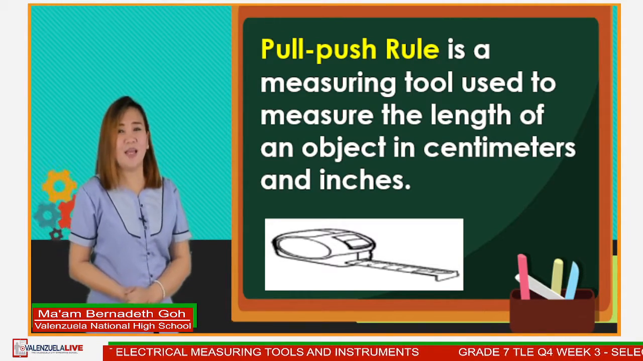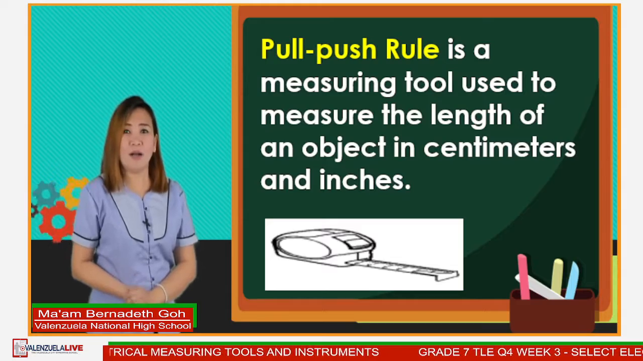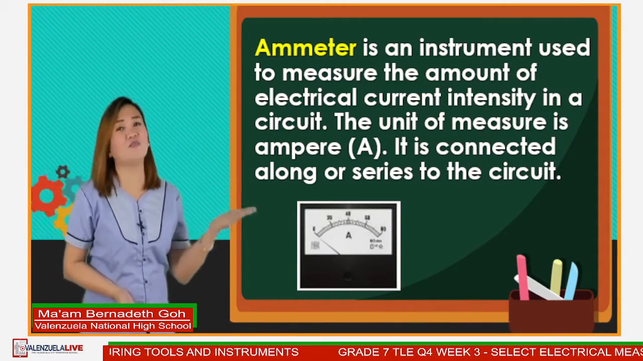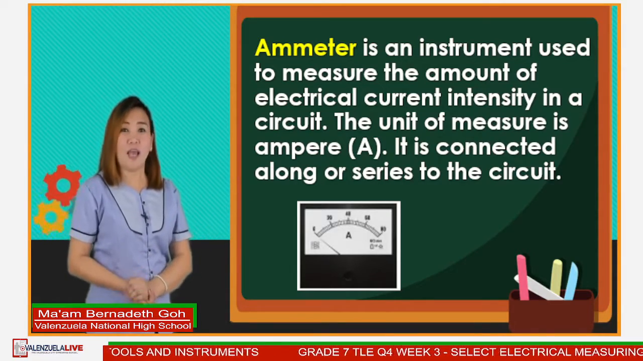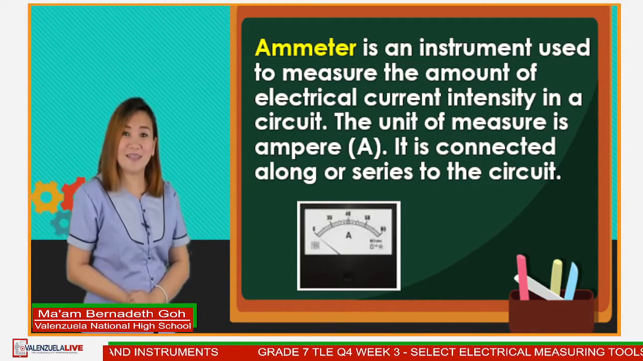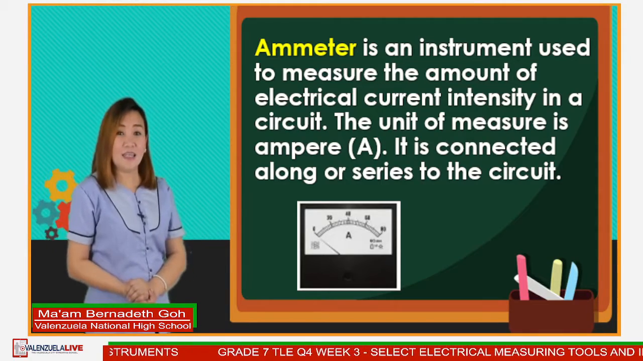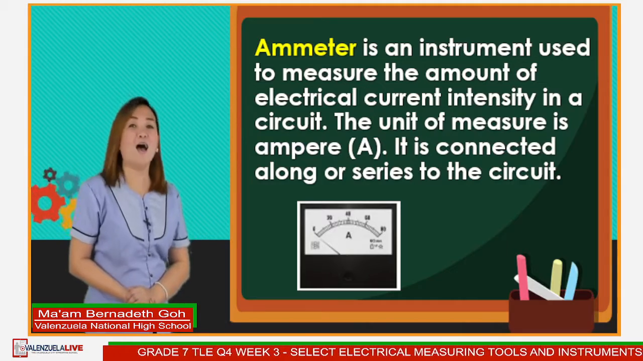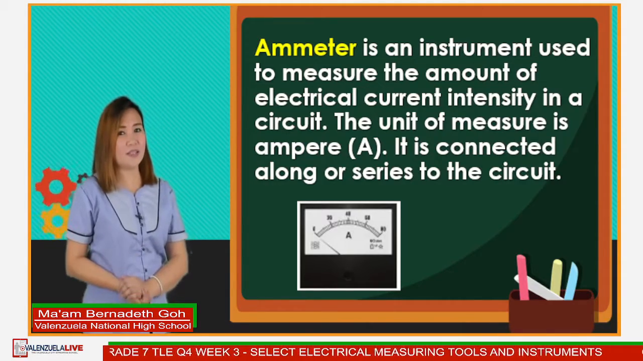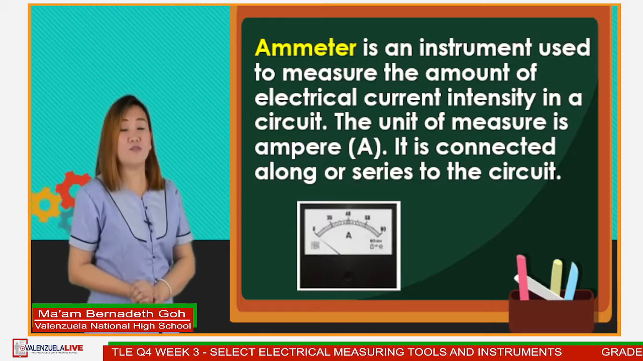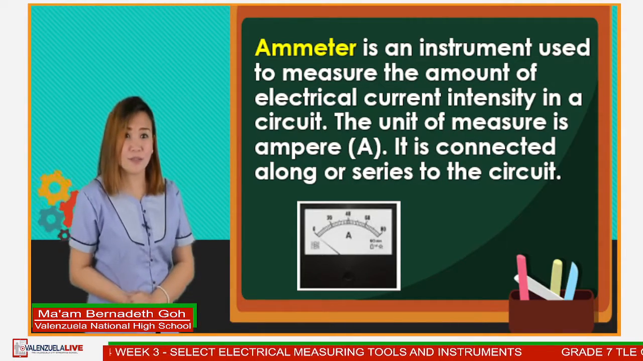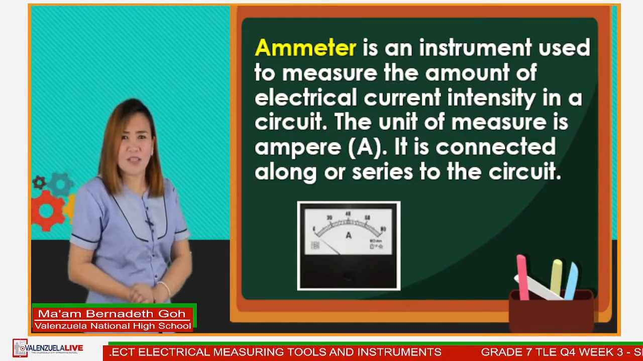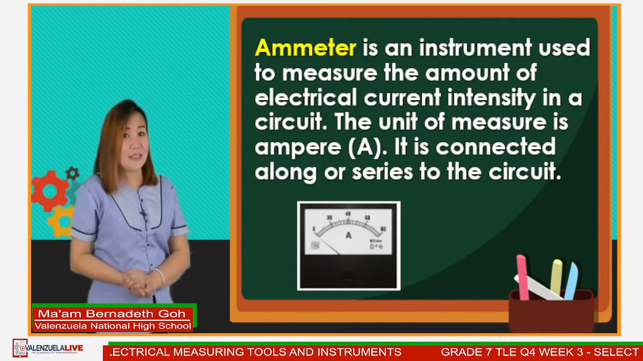This time, let us see more about ammeter. It is an instrument used to measure the amount of electrical current intensity in a circuit. The unit of measure is ampere. It is connected along or in series to the circuit. And you know what? Friedrich Drexler invented the first ammeter in the year 1884.